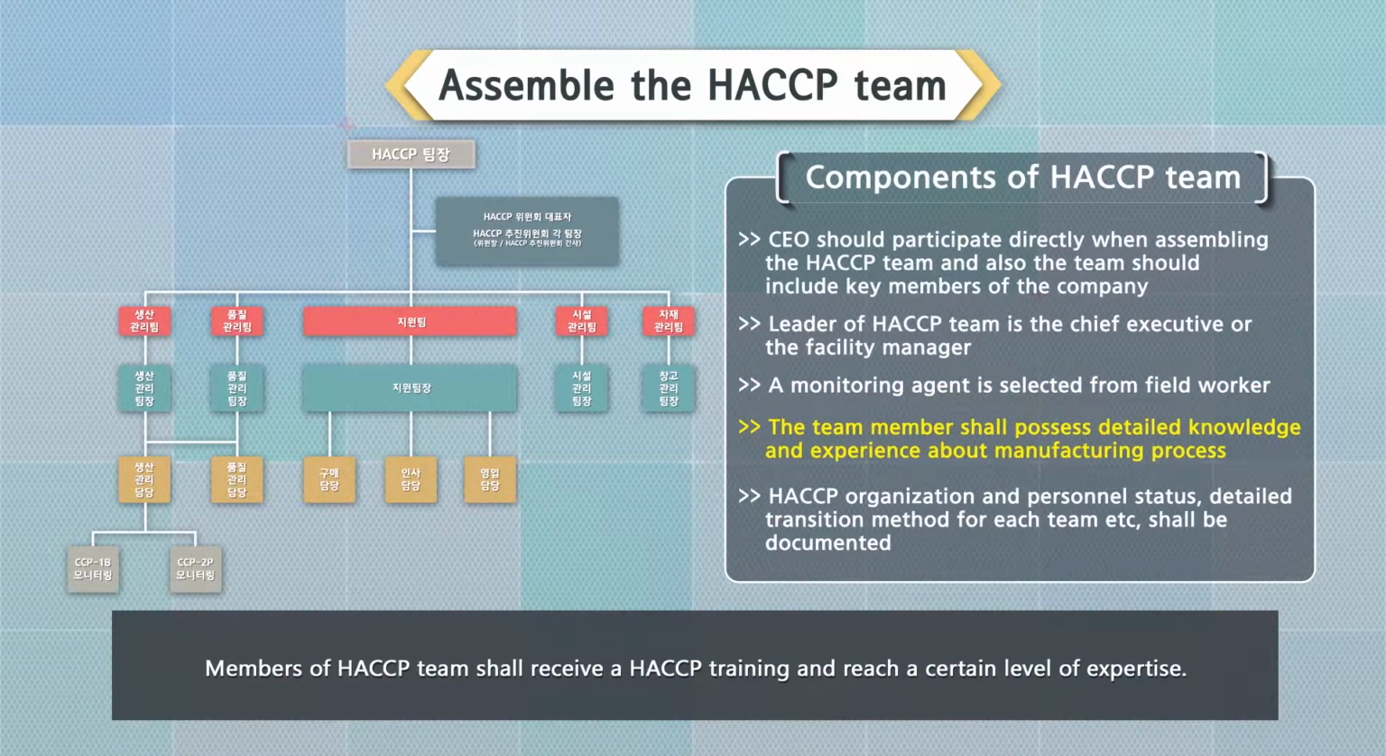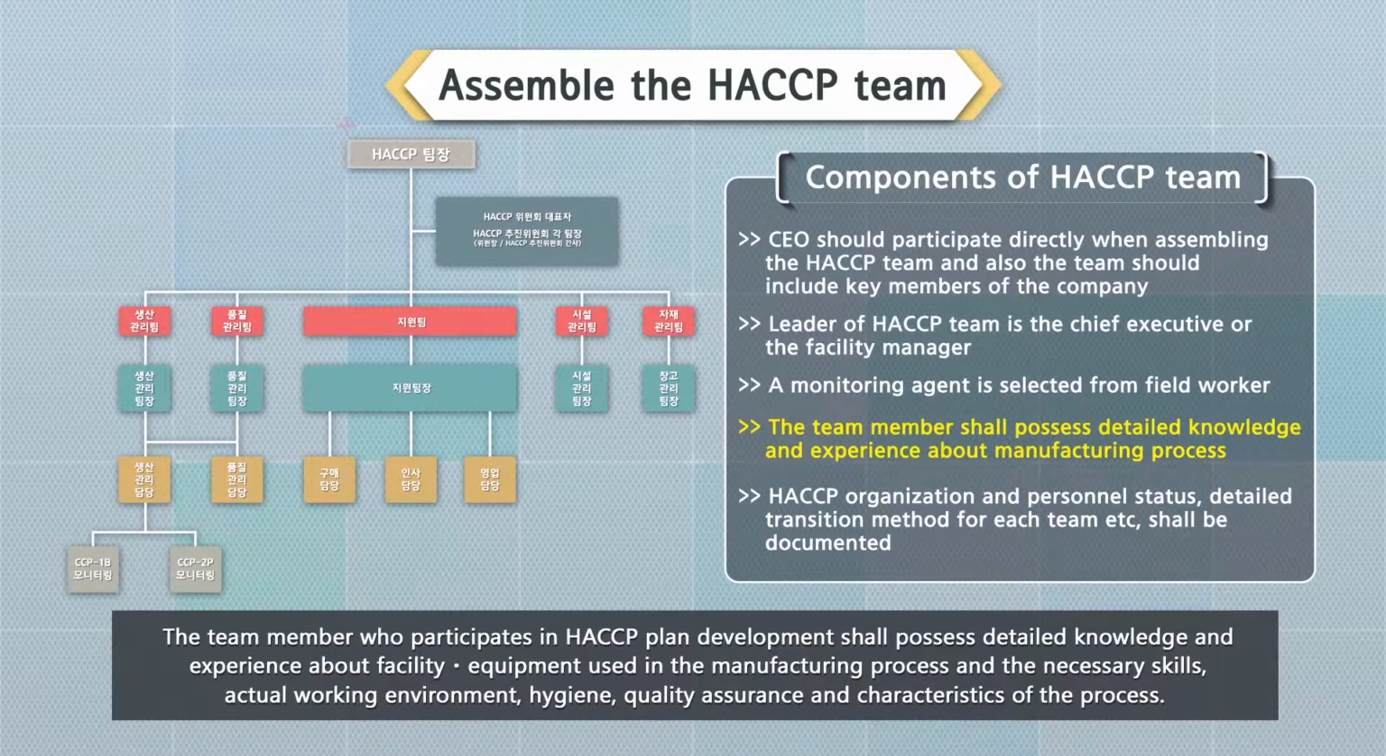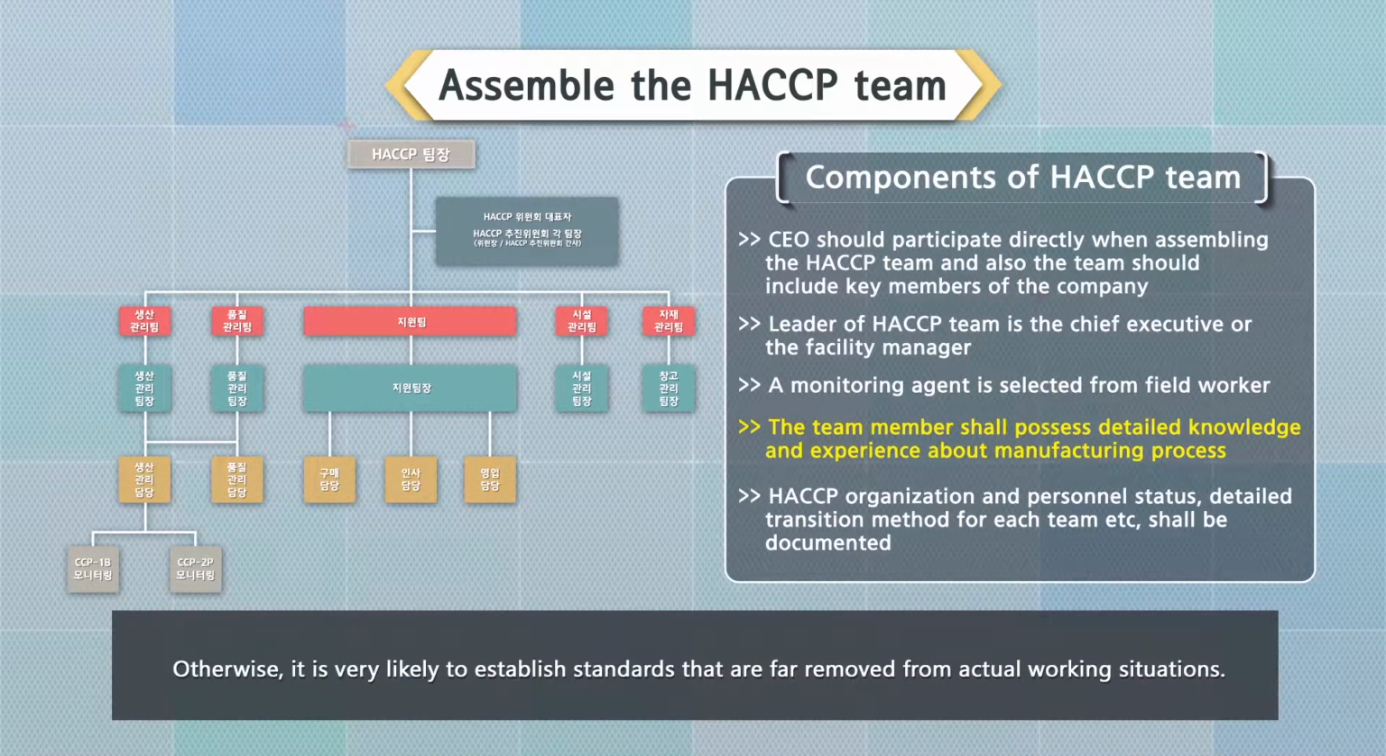Members of the HACCP team shall receive HACCP training and reach a certain level of expertise. The team member who participates in HACCP plan development shall possess detailed knowledge and experience about the facility, equipment used in the manufacturing process, and the necessary skills, actual working environment, hygiene, quality assurance, and characteristics of the process. Otherwise, it is very likely to establish standards that are far removed from actual working situations.